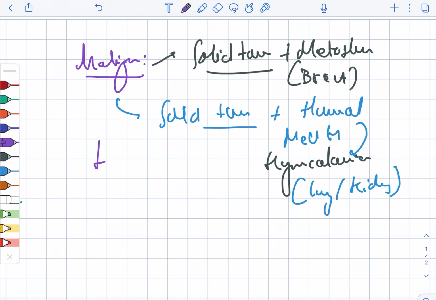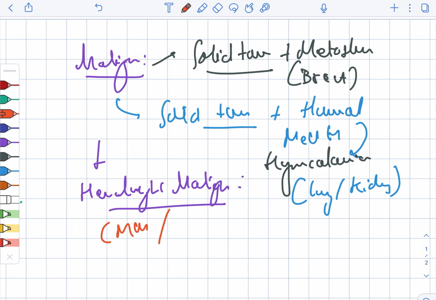Next, looking at the hematological malignancies. In case of the hematological malignancies, it involves the multiple myeloma, involves the lymphoma as well as the leukemia.